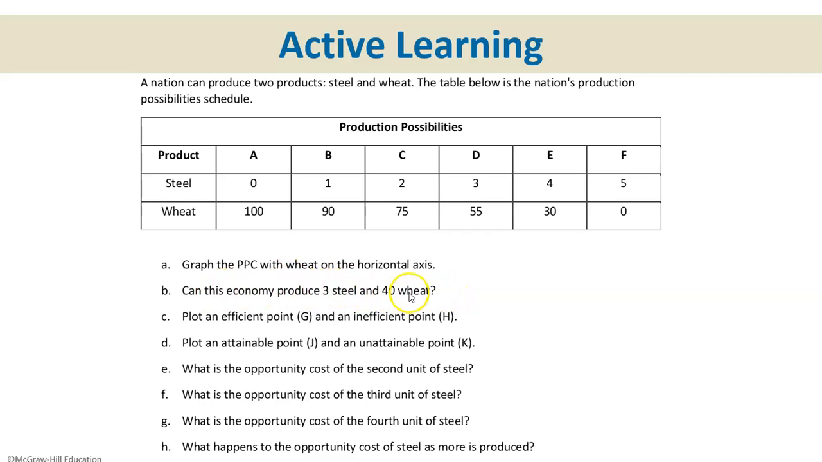Can the economy produce 3 steel and 40 wheat? Plot an efficient and inefficient point. Plot an attainable and unattainable point. And then you're going to solve for the opportunity cost of some of your steel, so the second unit, third unit, and fourth unit of steel, and then see what happens to the opportunity costs. From E to G, see what happens the more steel is produced. What happens to opportunity costs? So pause the video and try this.